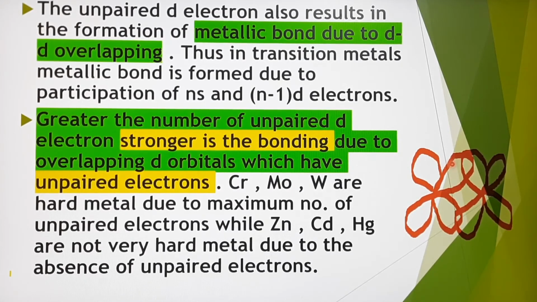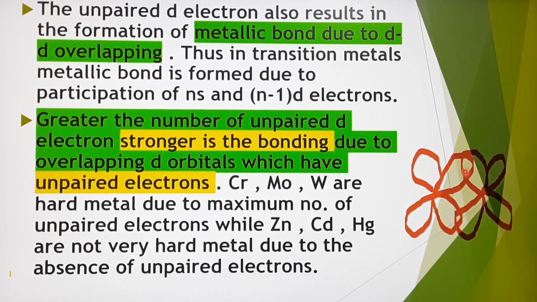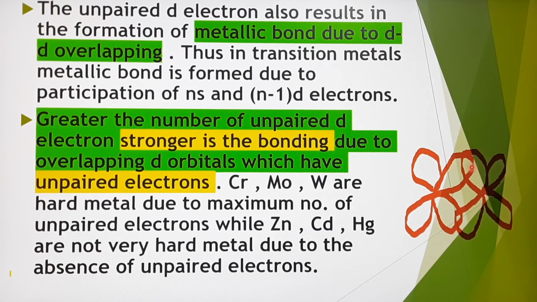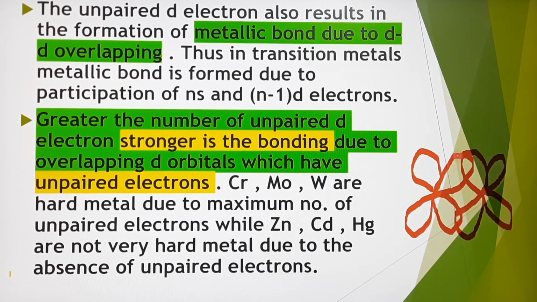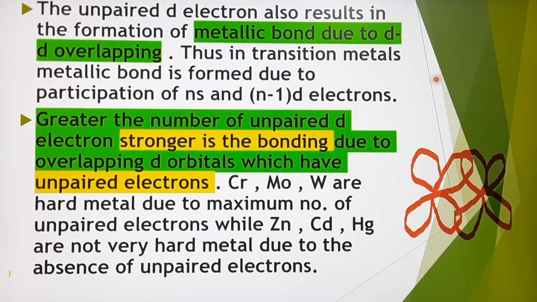That metallic bond is due to d orbital overlapping. This one is shown d orbital, this one is d orbital of one metal atom and this one is d orbital of another metal atom having unpaired electron. So those d orbitals which have unpaired electrons undergo dd overlapping, means overlapping takes place and sharing of electron takes place, showing somewhat covalent character. So this dd overlapping provides strength to the metallic bond in the transition elements.